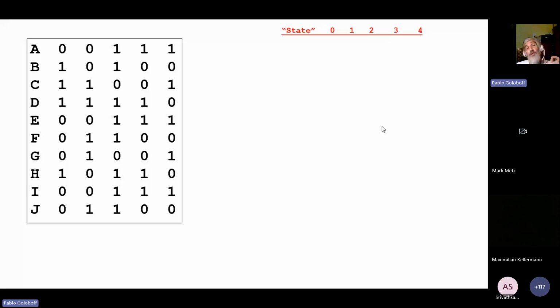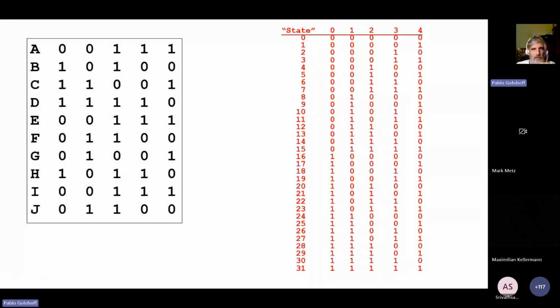Because you have 5 binary characters, you can have different combinations of states. Those combinations will be: everything is a 0, the last one is a 1, and so on. You can enumerate all possible combinations, and 2 to the power of 5 is 32. You have 32 possible combinations, which are the possible ways in which the ancestors can be.